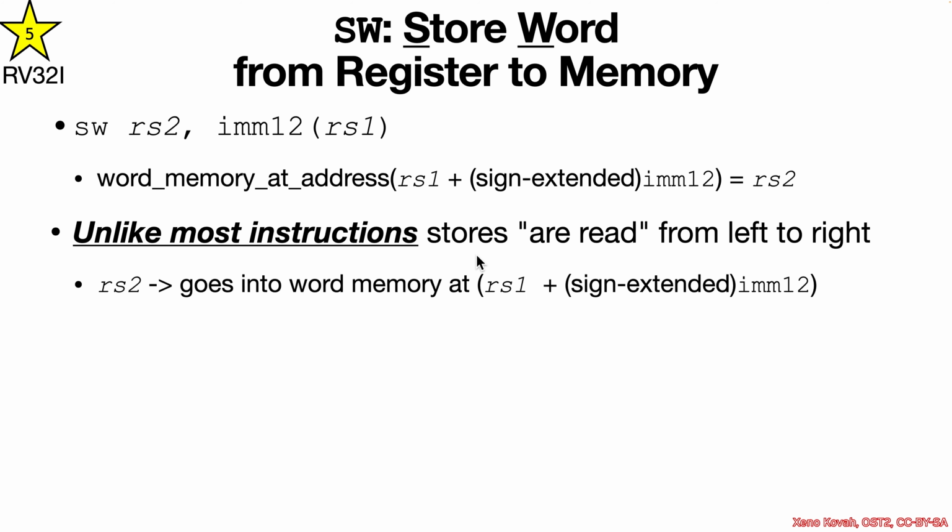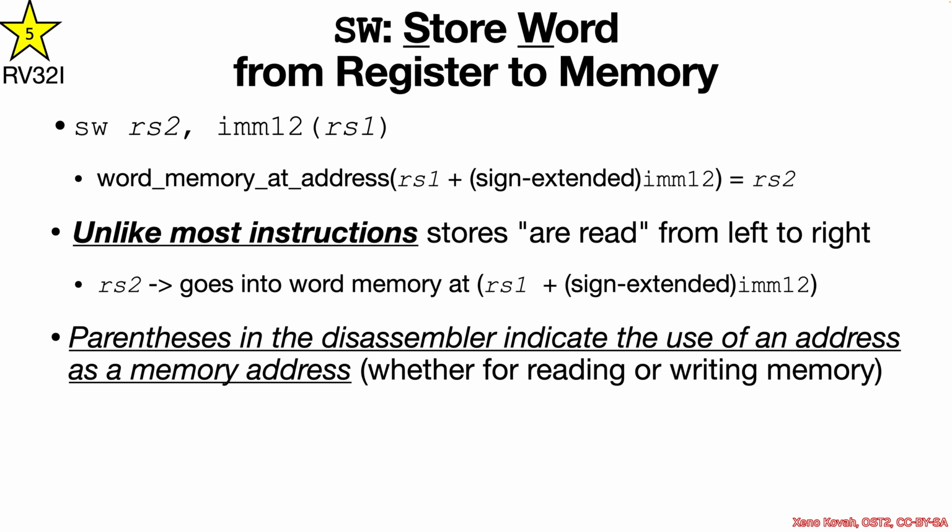Again, unlike most instructions, stores are read from left to right. So this register over here is being moved to the right. So the arrow goes that direction, left to right. And again, parentheses in the disassembler, these parentheses around RS1, that is your hint that something is going to be used as memory. And those are only with loads and stores. So here, store, we're storing out to memory.